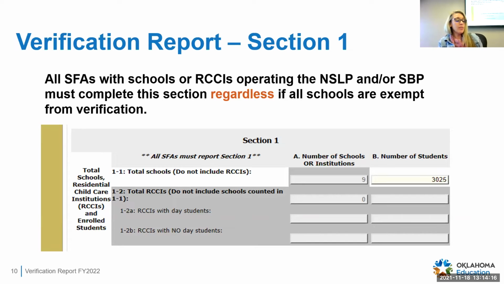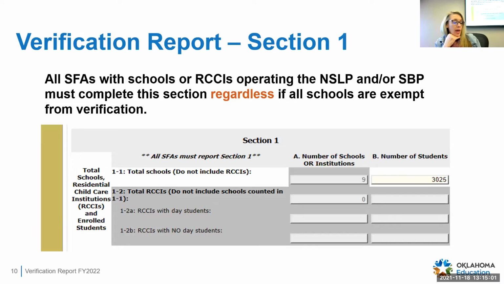So 1-1 columns A and B is the total number of schools, not including RCCIs. It's those that are operating the school lunch and school breakfast, and total number of enrolled students with access to lunch and breakfast. Column 1-2, column A is the total number of RCCIs operating the school lunch and school breakfast program. And again, what I'm reading to you, these are instructions that are in there. And these instructions, again, are listed in the eligibility manual on page 81, 82. 1-2 column B, again, is the total number of students enrolled.